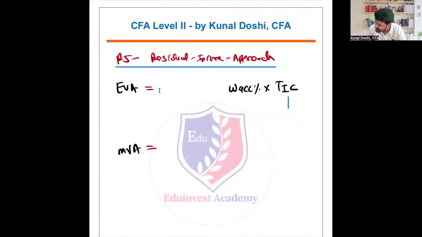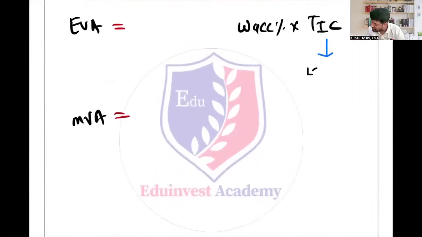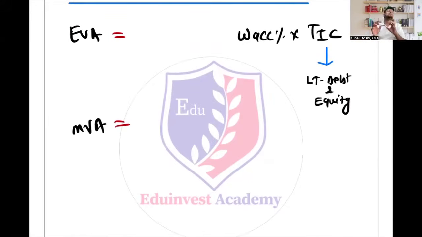What is total invested capital? We just saw total invested capital is the debt and equity both. Correct? Debt and equity both. But here, when I say debt and equity, I'm looking at the long-term debt and equity. That's my total invested capital. On that, whatever is the WACC, this is the minimum that I need to earn. So EVA is the amount over and above this. Over and above this, basically we look at net operating profit after tax. What is NOPAT or net operating profit after tax?